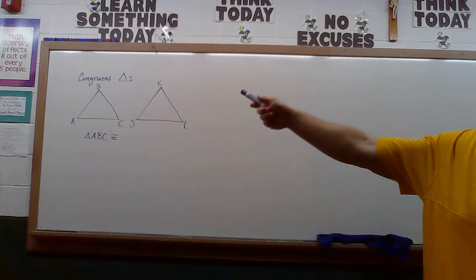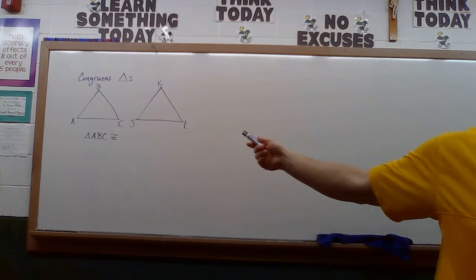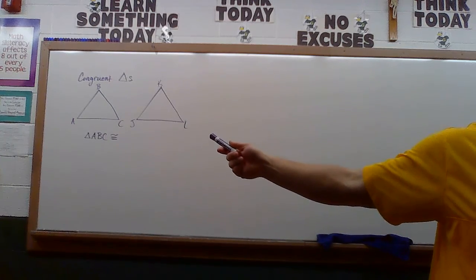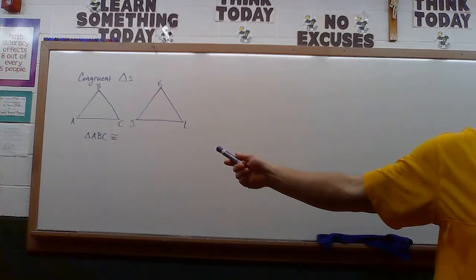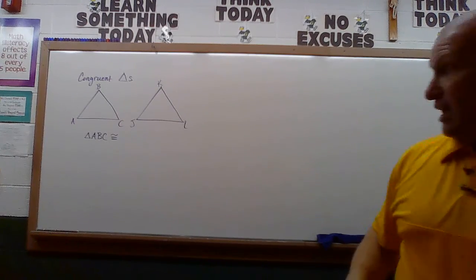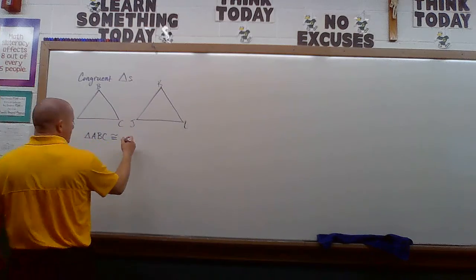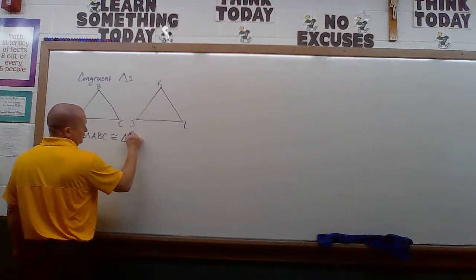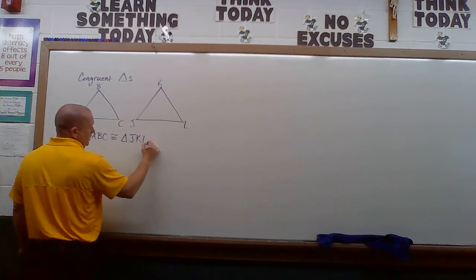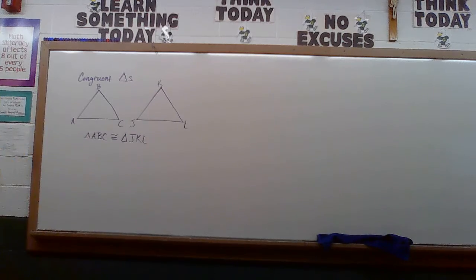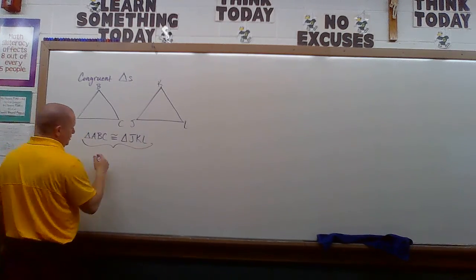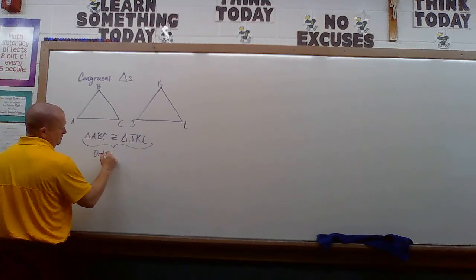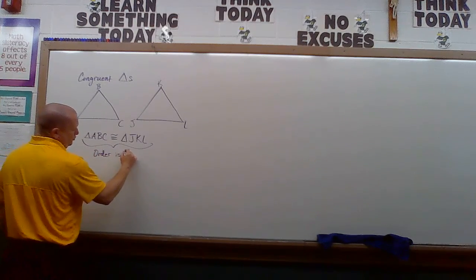Now how can I show everybody that would walk into the door right now that I want this triangle on the left to be the exact same thing as this triangle on the right? Triangle JKL. Okay, so I'm gonna write it as triangle JKL. And what is important here? They're the same order. Yeah, so right here, when you write this, the order is very important.